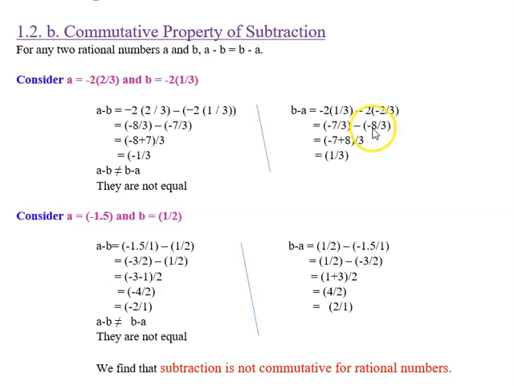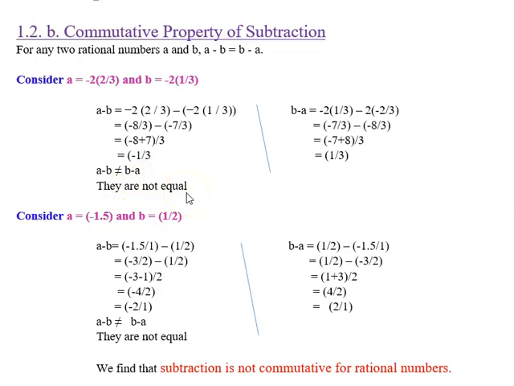So here it's negative, so it's negative 8 over 3. So negative will become positive. So negative 7 plus 8, since the denominator 3 is common, we are taking 3 as the denominator. So negative 7 plus 8 will be positive 1 over 3. Here a minus b is negative 1 over 3 and b minus a is positive 1 over 3. So they are not equal.